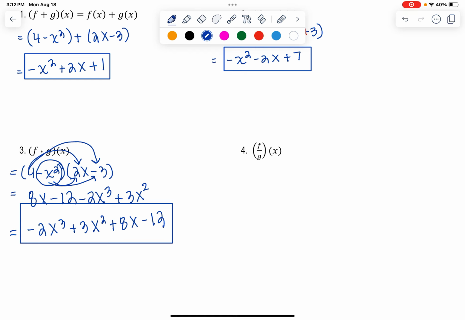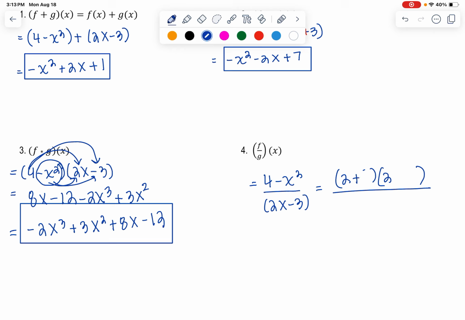All right, the next one we have here is f divided by g of x, or f of x, 4 minus x squared, divided by g of x, 2x minus 3. So in order to simplify a fraction, we have to cancel out, that's an air quote there, any common factors. So in order to do this, the numerator has to be factored and the denominator has to be factored. So on this one here, the numerator is factorable. That is a difference of squares.